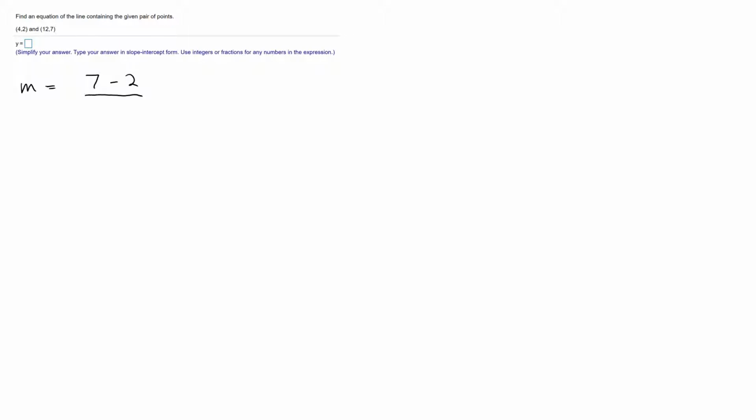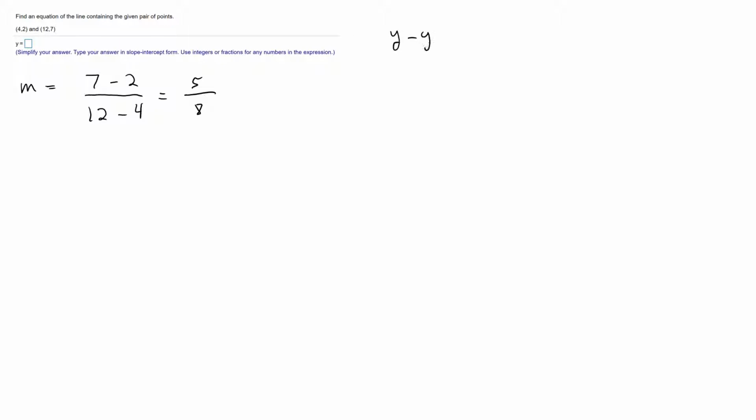So since I started with the 7 on the top from the second ordered pair, I need to make sure I start with the 12 on the bottom. So I'll go 12 minus 4. And so we have 5 over 8, which is reduced. So there's the slope.